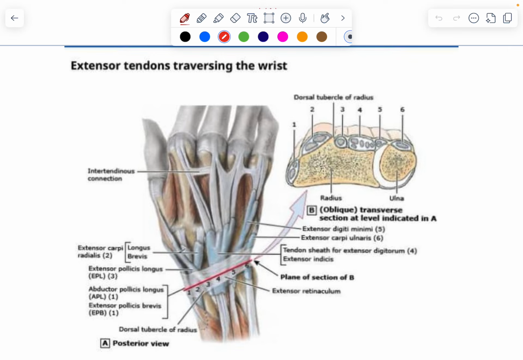Then the fourth is extensor. What is that fourth number? Fourth compartment, tendon sheath of extensor digitorum and extensor indicis. Fifth is extensor digiti minimi, and sixth is extensor carpi ulnaris. Extensor carpi radialis longus and brevis are in between. And first is abductor pollicis longus and extensor pollicis brevis.